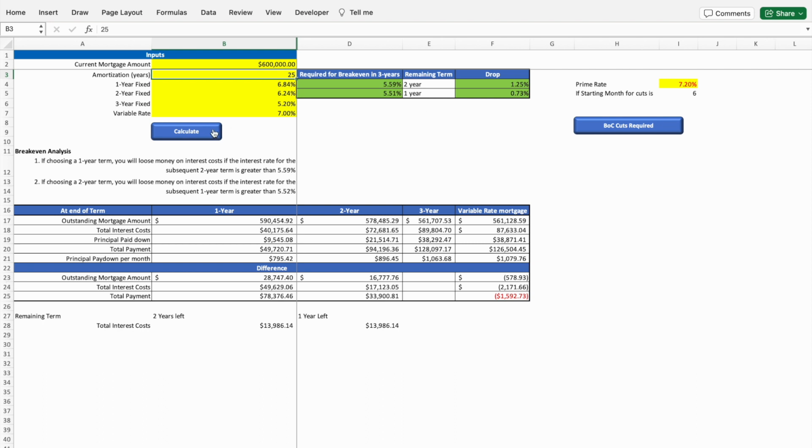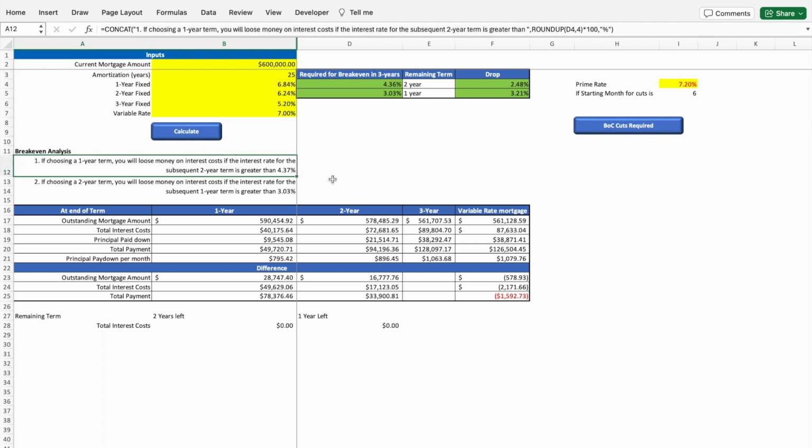Okay, so let's see. First we will tackle the fixed rate options. When I hit calculate, it works out two different things. For option number one, the 1 year term, it found that you would lose money if the interest rate on the subsequent 2 year term is more than 4.37 percent. So essentially your rate would need to drop from 6.84 percent to 4.37 percent in the subsequent 2 year term in order for you to be profitable. So you're looking at a drop of about 2.5 percent to come out ahead.